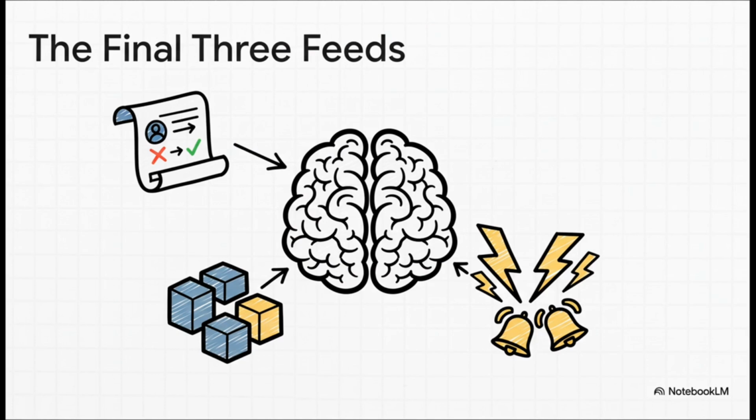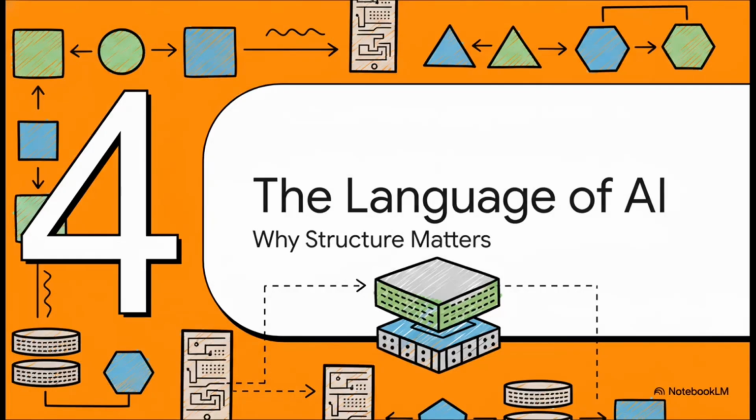So, to round out our AI's diet, we've got 3 more feeds. You have logs, which give the AI the narrative context it needs for root cause analysis. Then you've got configurations, which are the blueprints for all your automated policy and compliance checks. And finally, you have events and traps, those as-it-happens alerts that turn a giant sea of data into something you can actually act on.